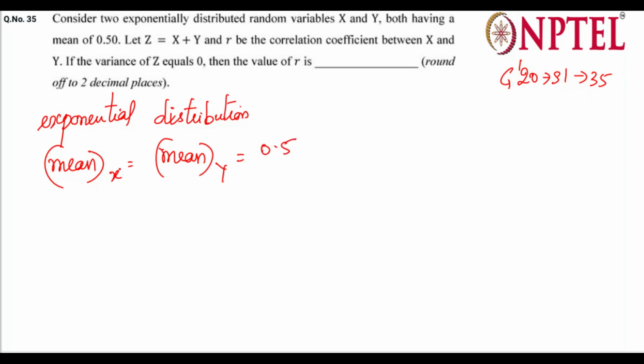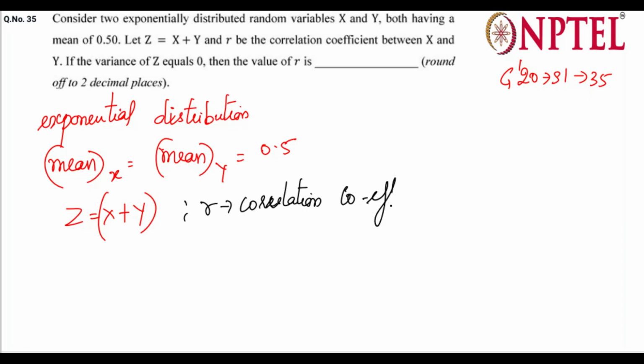And z is equal to x plus y. That is one important data. And r be the correlation coefficient between x and y. So r is the correlation coefficient, and variance of z is equal to 0. Then what is r is the question they have asked.